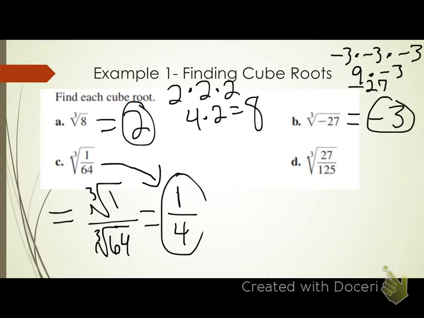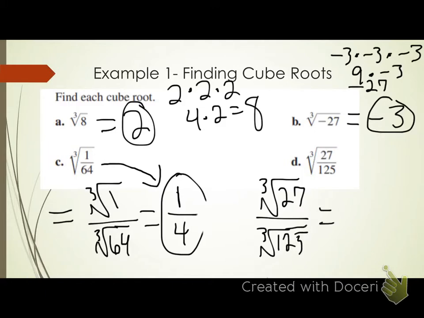And let's look at letter D. Cube root of 27 over 125. Once again, I can split it up into the cube root of 27 over the cube root of 125. Cube root of 27, as we saw earlier, was 3. Cube root of 125 is 5. So the cube root of 27 over 125 is 3/5.